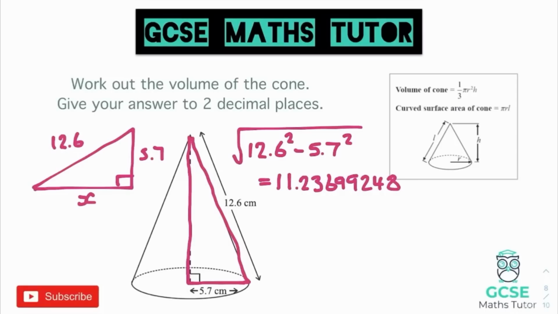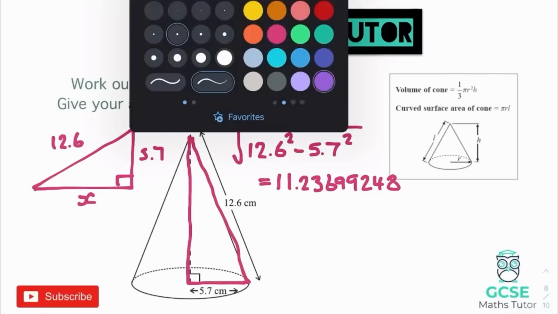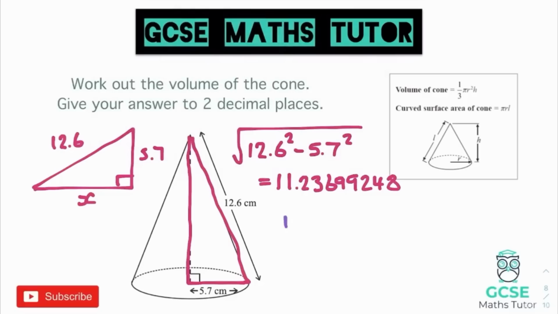Now that is now our height, so we can actually go about working out the actual volume of this cone now. But you've got to be careful because obviously that height there is quite a long decimal and we don't want to round it until the very end, so I'm going to leave that on my calculator. Now we can actually go about working out the volume, so I would do 1/3 multiplied by pi multiplied by the radius squared, which is 5.7, so times 5.7 squared, multiplied by this long decimal, so 11.23699,248.